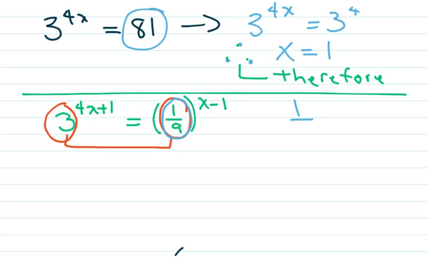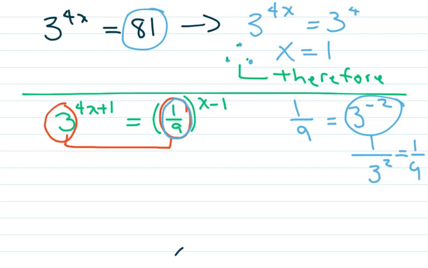I know that 1/9 equals 3 to the negative 2. Because 3 to the negative 2 equals 1 over 3 squared. Okay? And that's what this is here. This 1 over 9 equals 1 over 9. Alright? You can try changing this one also. You could change that as well. So, we have 3 to the (4x plus 1) equals 3 to the negative 2 times (x minus 1).